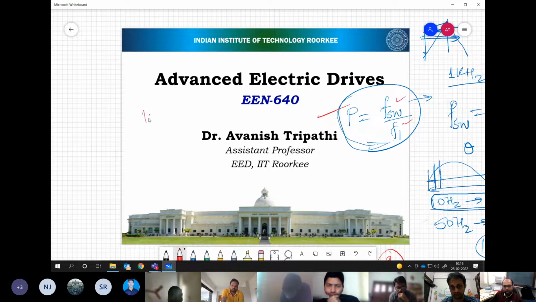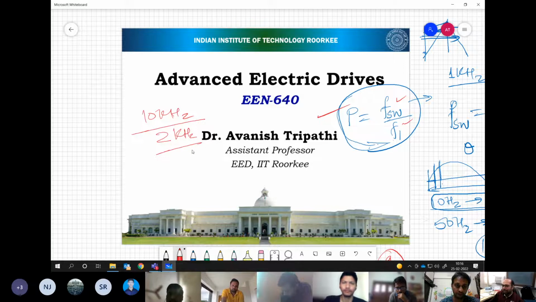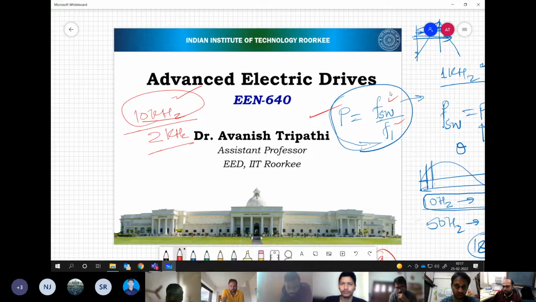You may have a 10 kilohertz switching frequency, as I told in the beginning in one of the classes, but your fundamental frequency itself may be 2 kilohertz. So you can't do anything. It will have poor performance despite having such a high switching frequency. So the factor which is responsible for good performance is the ratio, the pulse number.